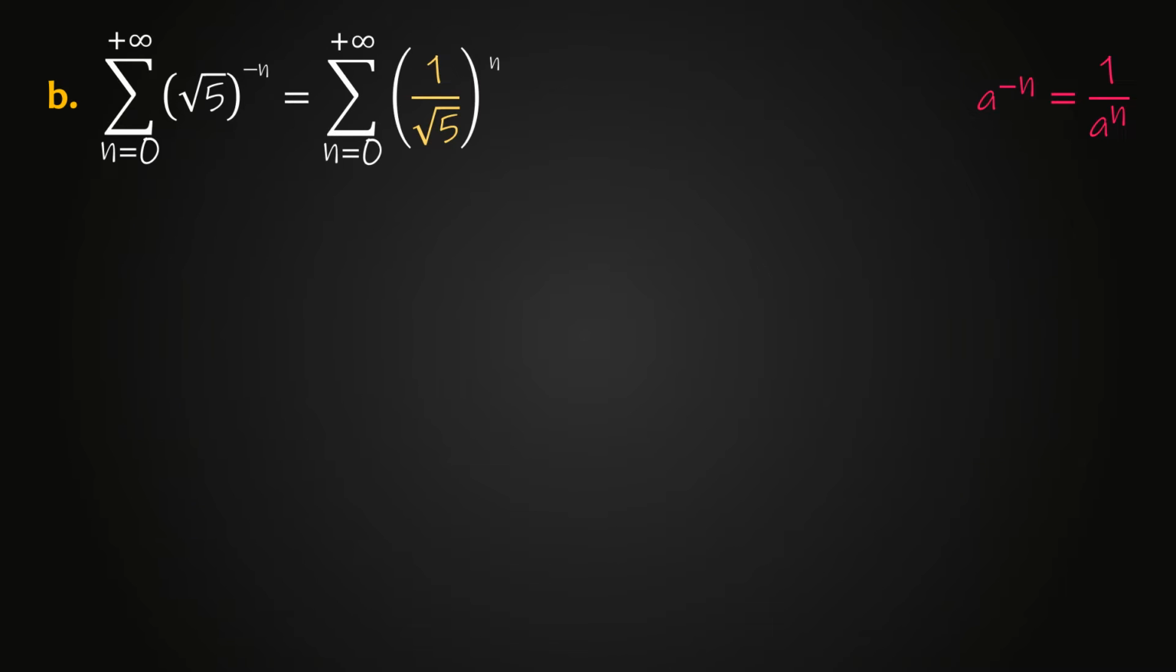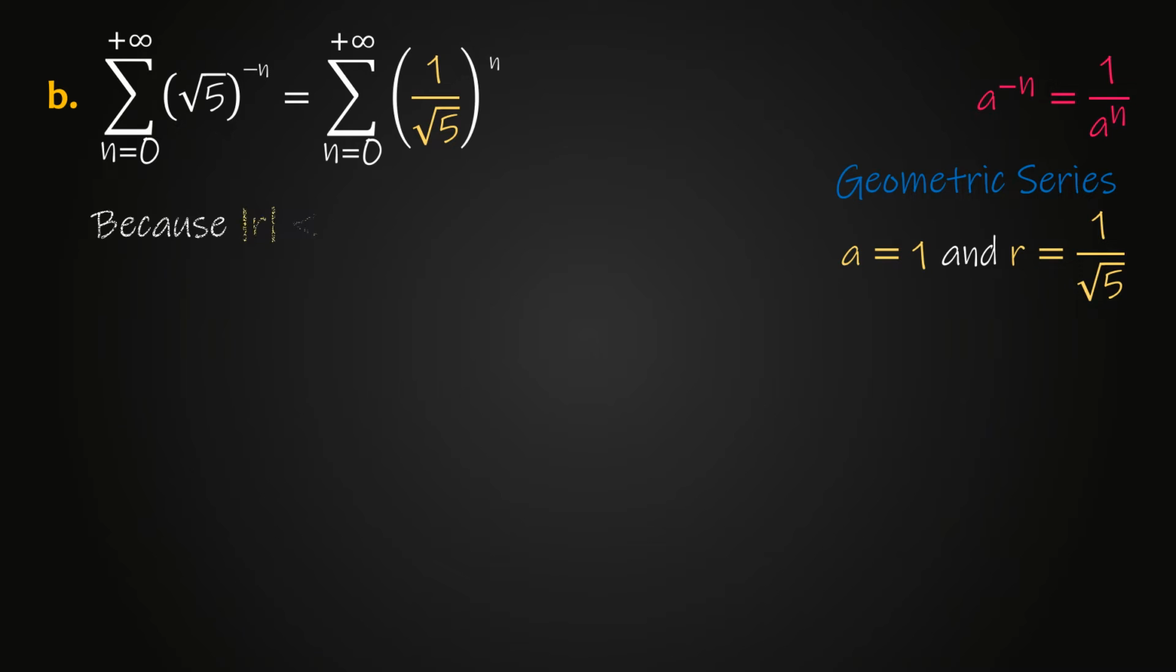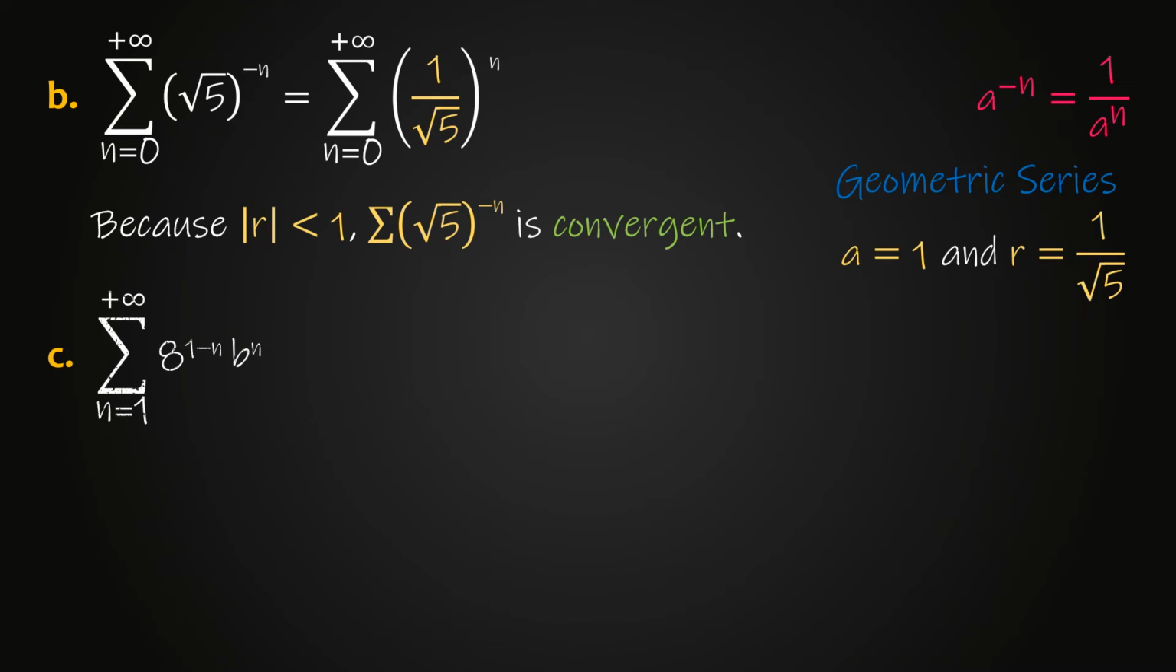The series is a geometric series where a is 1 and r is 1 over the square root of 5. Because the absolute value of r is less than 1, the geometric series is convergent. C. Write the series as a geometric series. Use properties of exponents.